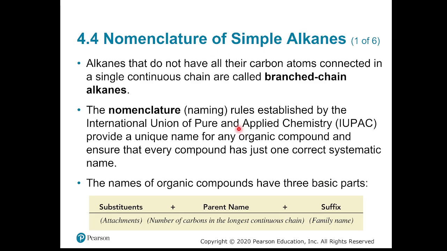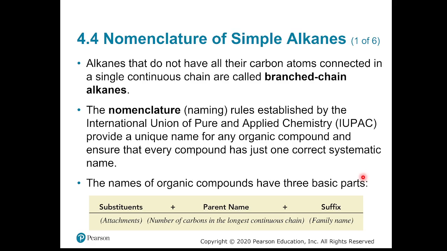Now, the nomenclature rules are established by an organization called the International Union of Pure and Applied Chemistry, IUPAC. They're the ones that provided the unique naming for organic compounds. They ensure every organic compound has just one correct systematic name. They are people. They do make mistakes, but it's been worked out pretty well by now. Okay, except for some of the things that are really hard to say.